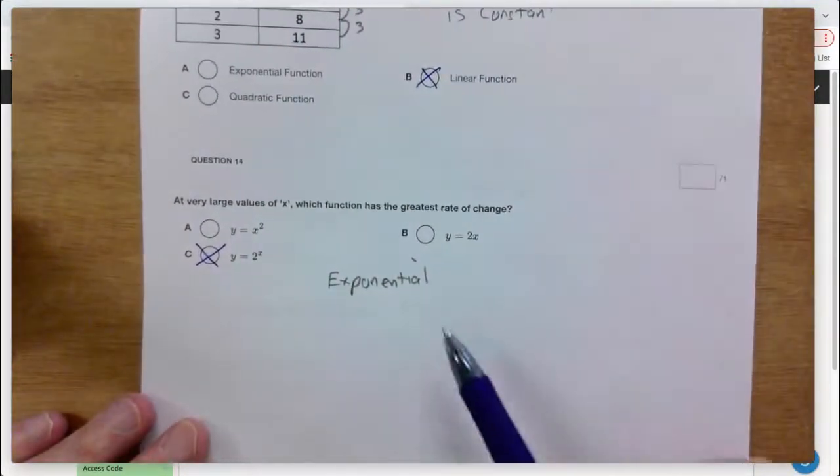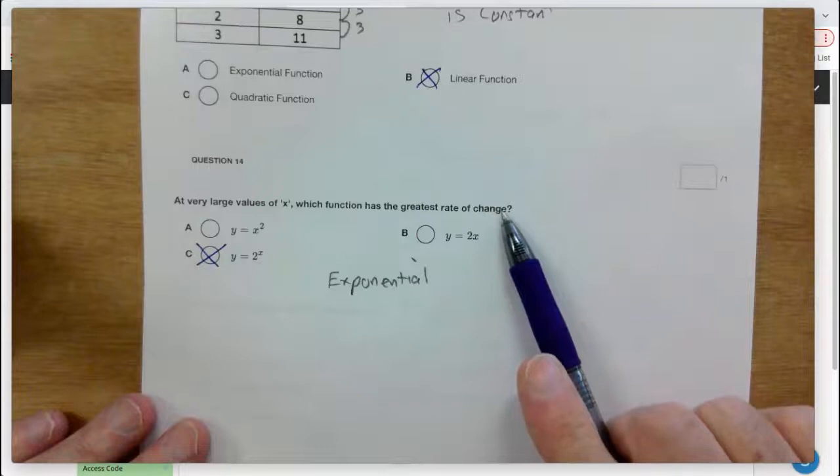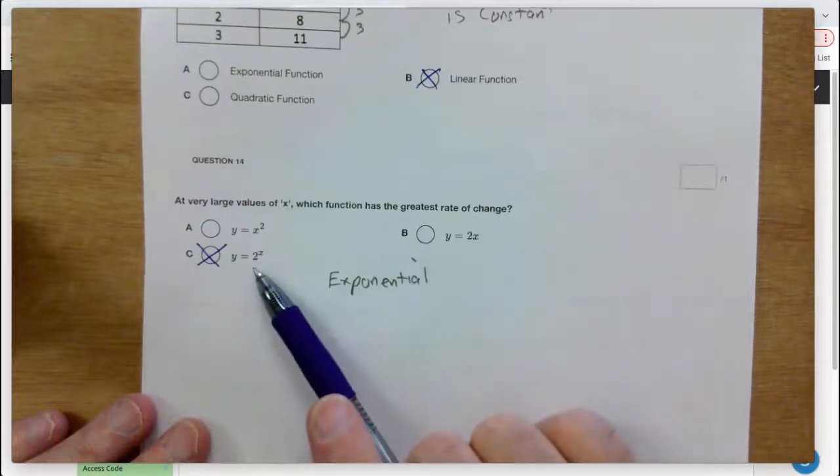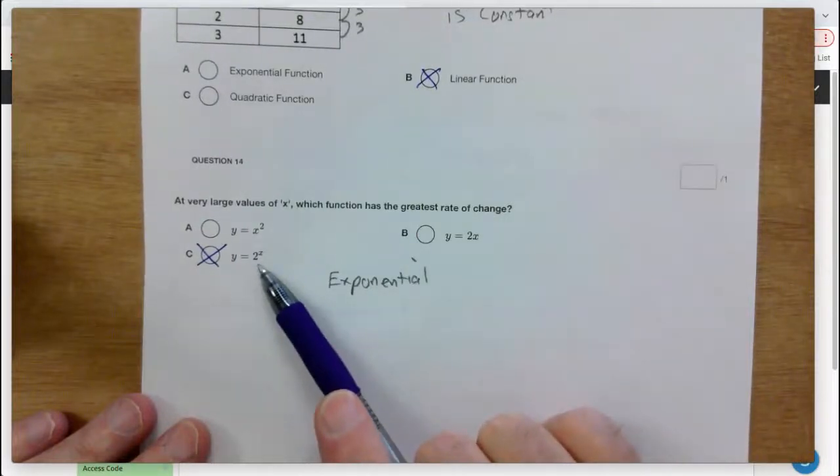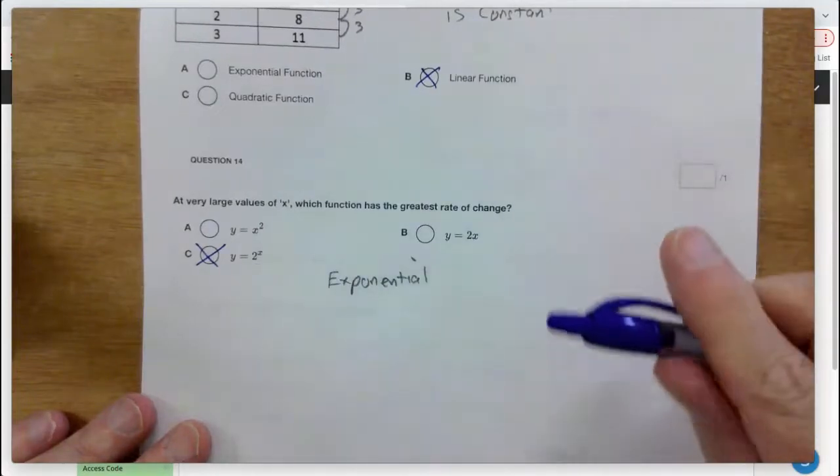And guys, for large values of x, I want you to know this: exponential takes over and wins the race. Exponential wins the race for large values of x.